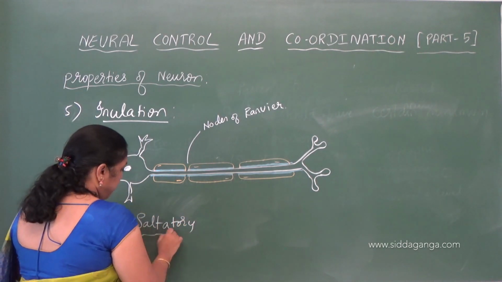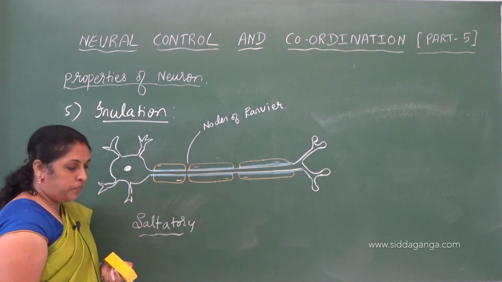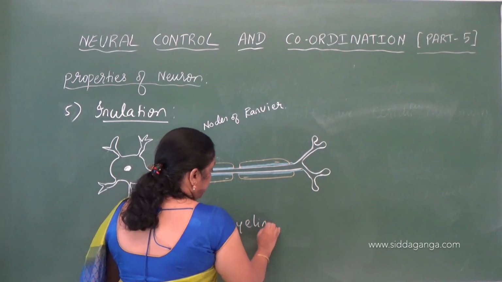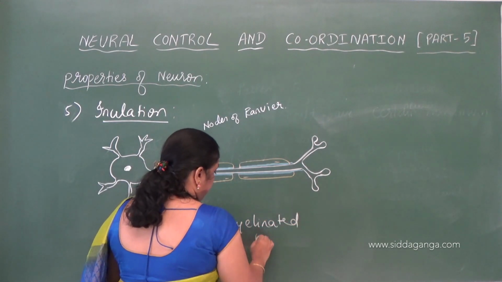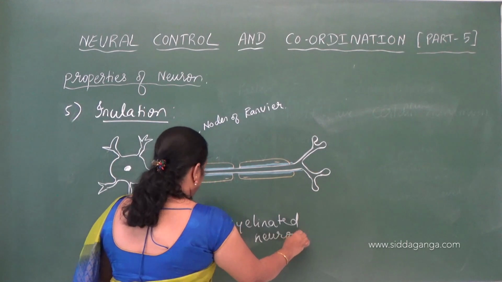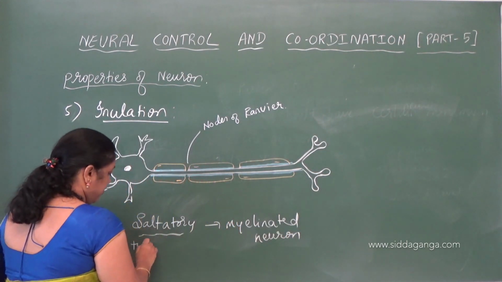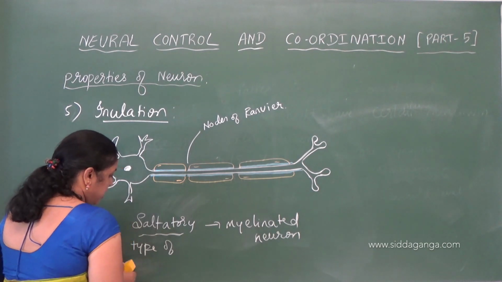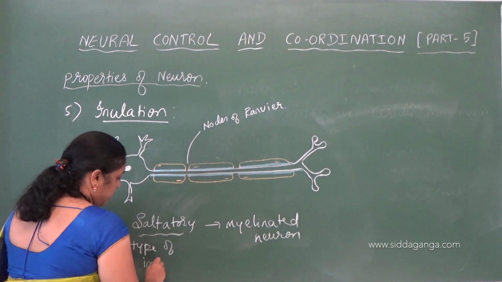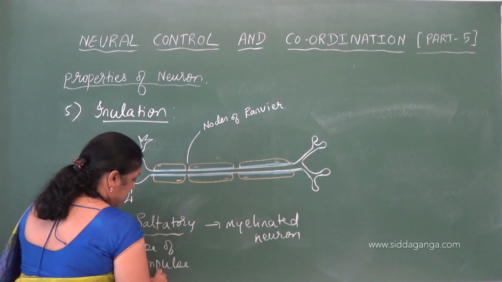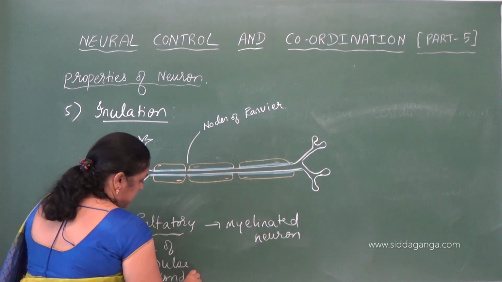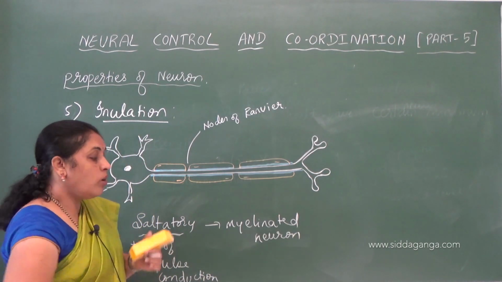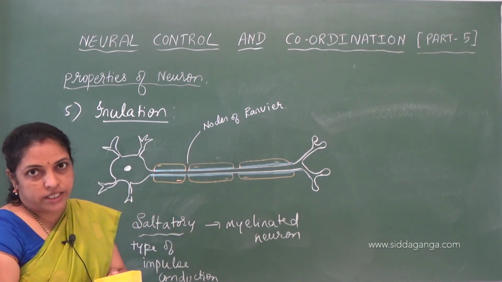Saltatory type of conduction of impulse is seen in myelinated neuron. Saltatory type of impulse conduction is seen in myelinated neuron. What is saltatory type of impulse conduction?